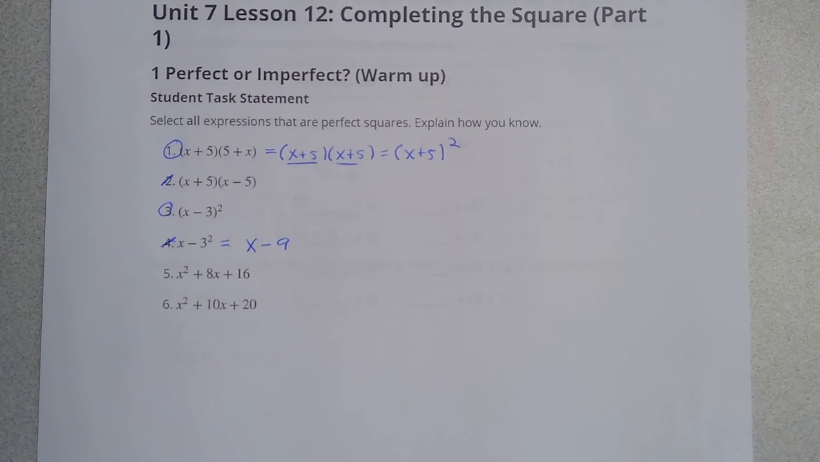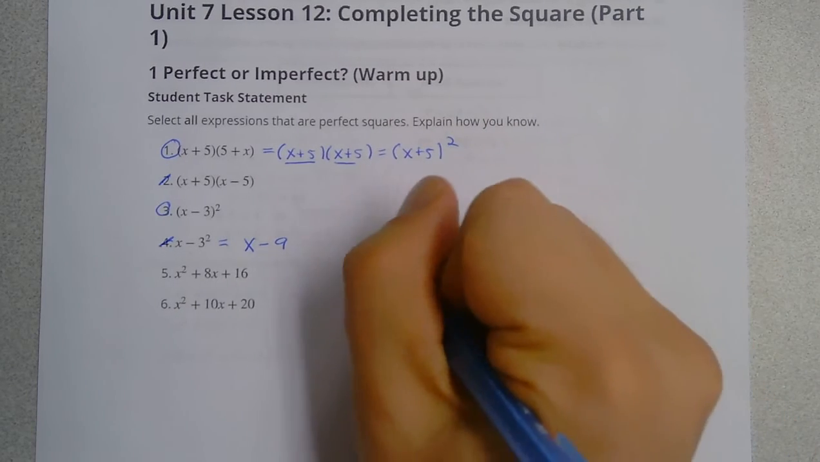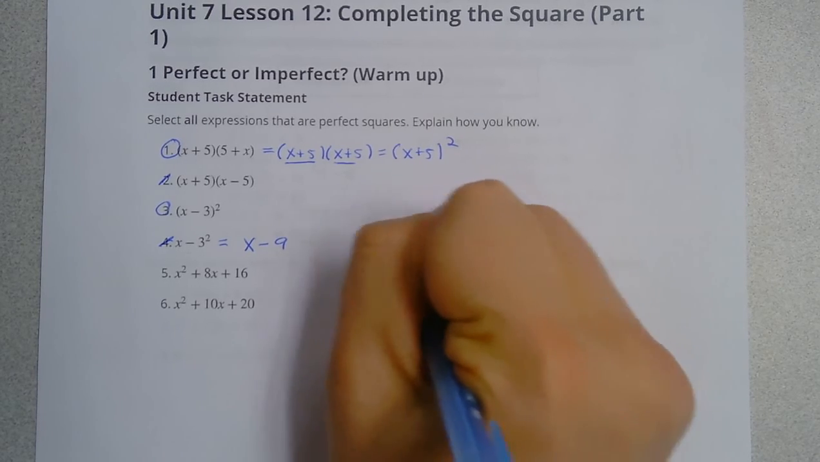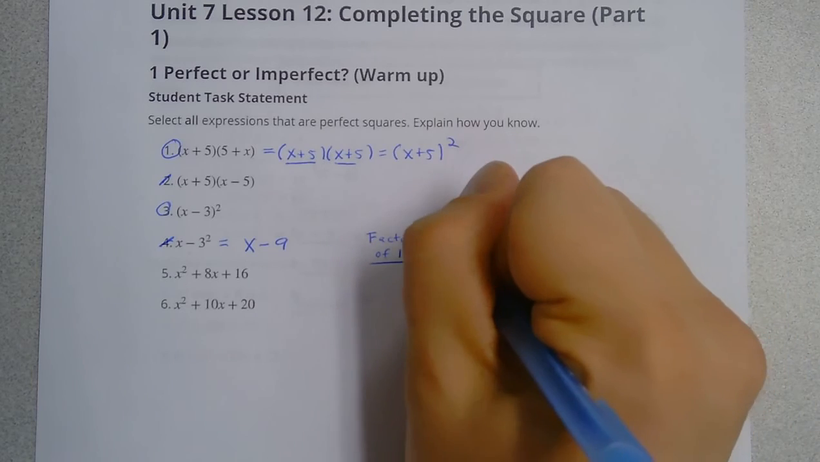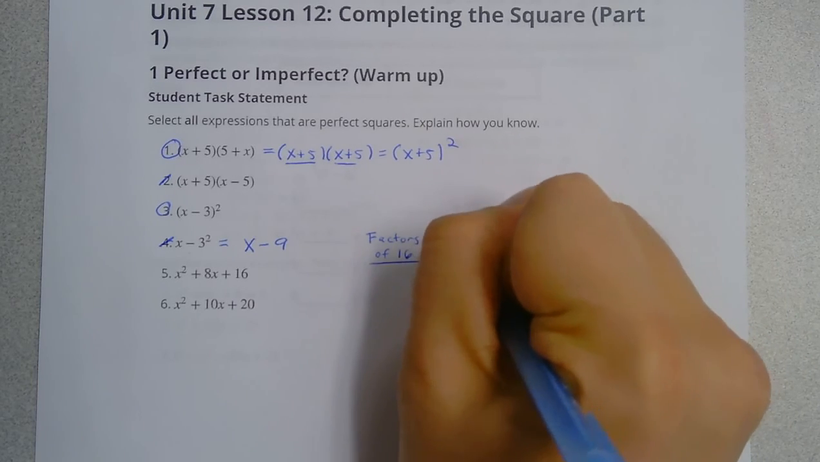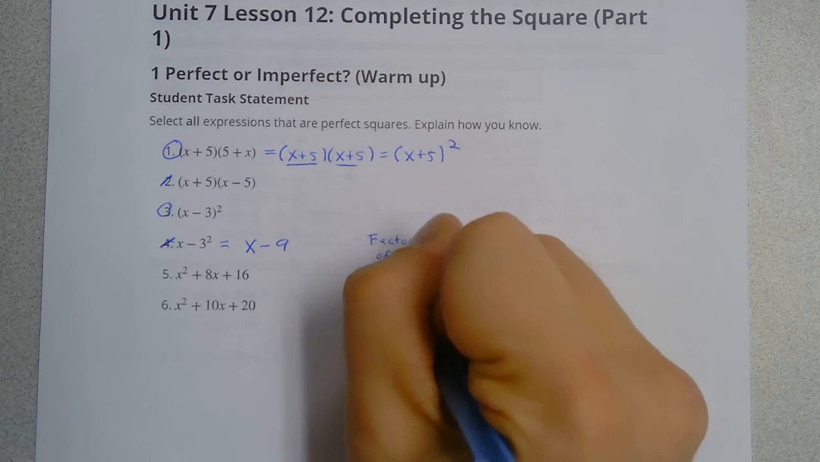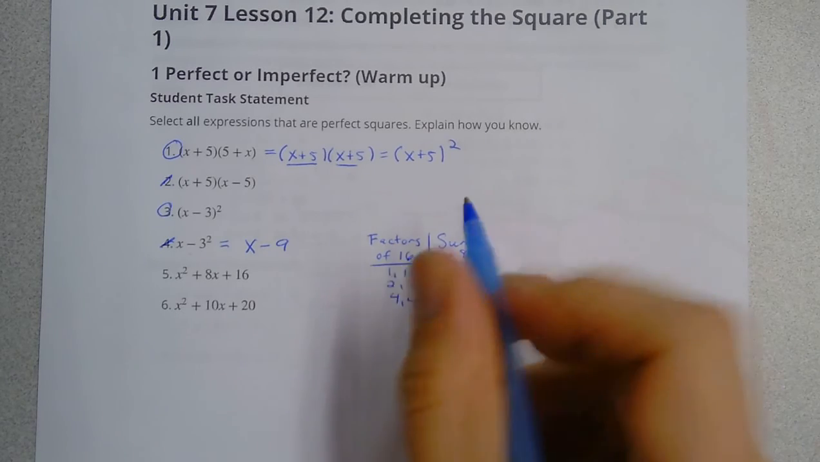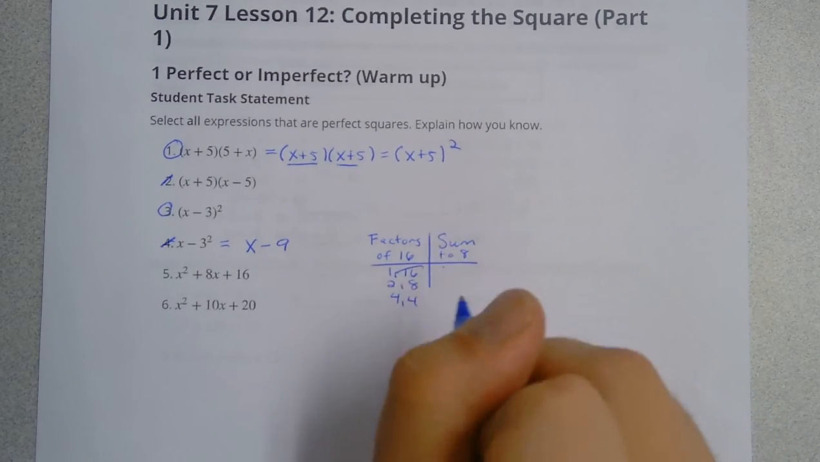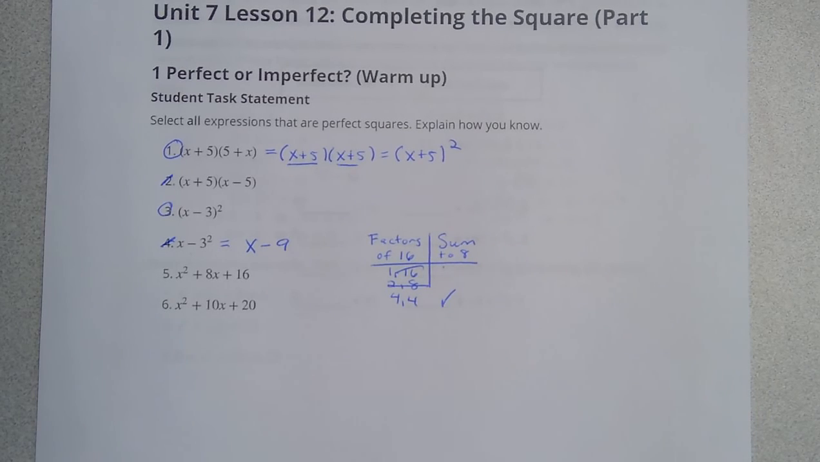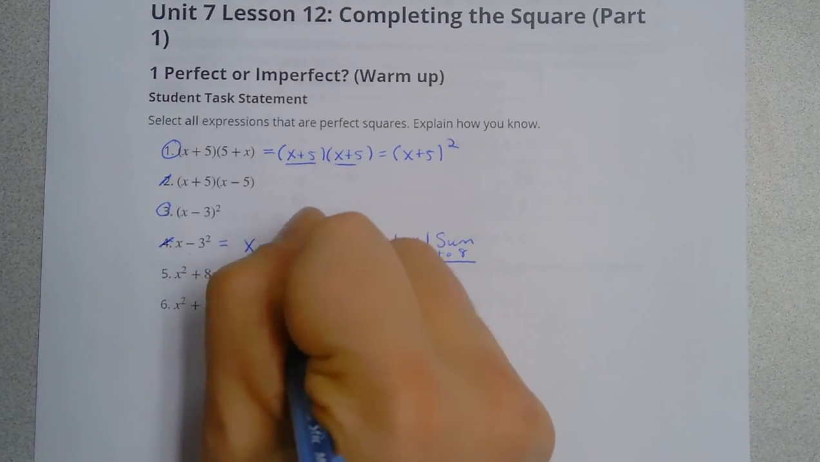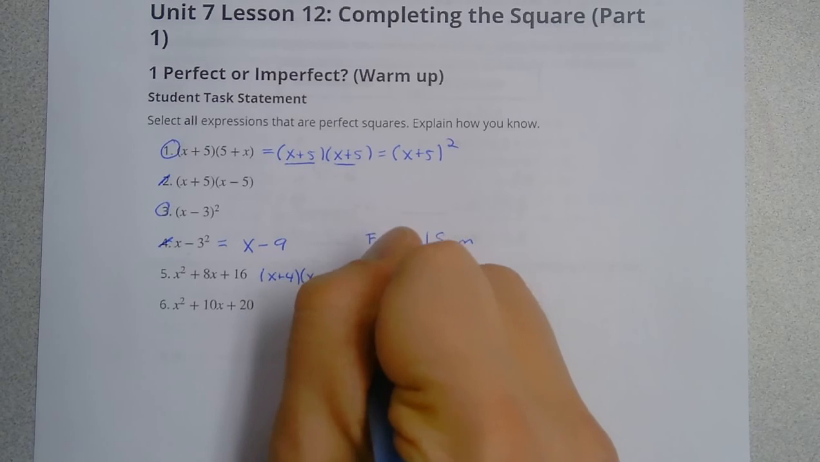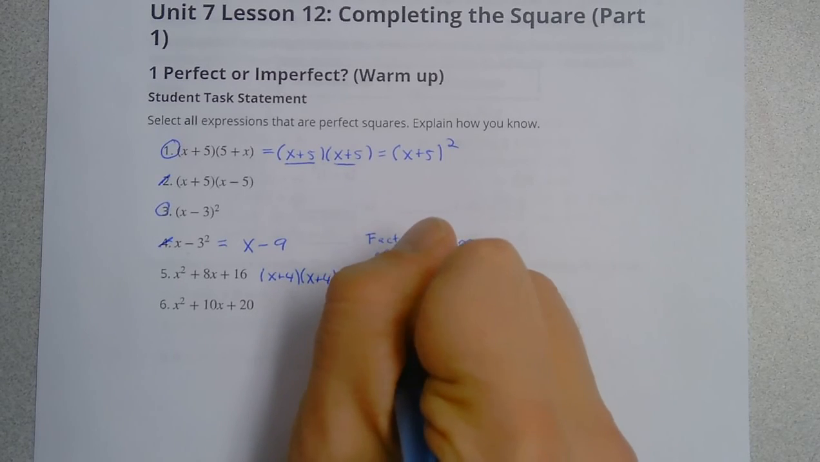And then for number 5, I need to factor. So what I'm going to do here is list factors of 16, and I want them to sum to 8. So I do this in my head. I just think, well, I have 1 and 16, and 2 and 8, and 4 and 4. Then when I add those, I have 17, 10, and 8. This works. So then this factors into x plus 4 times x plus 4, which is equal to x plus 4 squared.